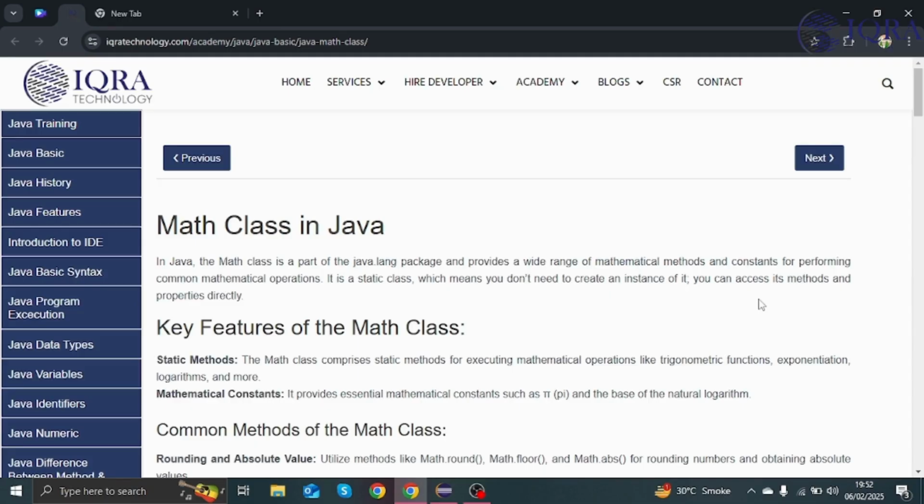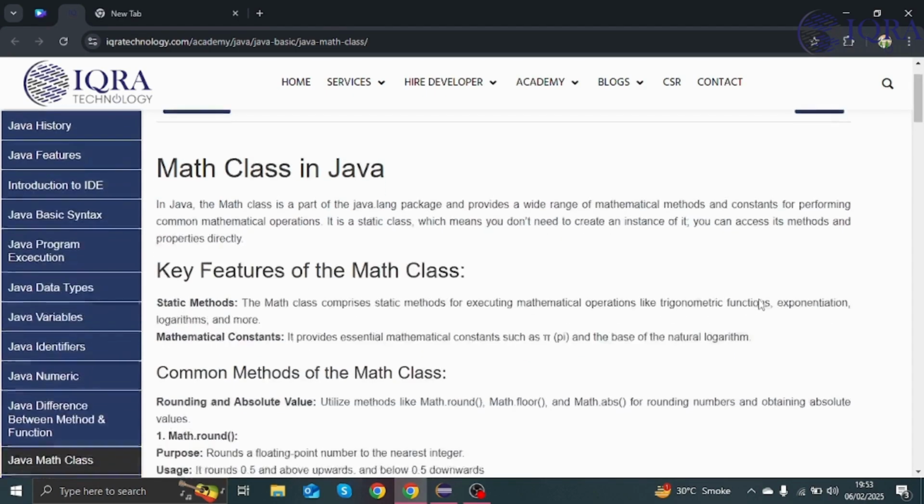Today we will see the Math class in Java. In Java, the Math class is a part of the java.lang package and provides a wide range of mathematical methods and constants for performing common mathematical operations. It is a static class, which means you don't need to create an instance of it. You can access its methods and properties directly.